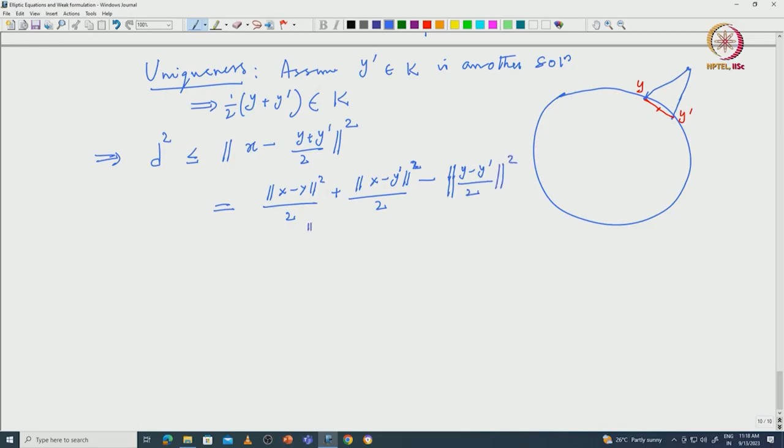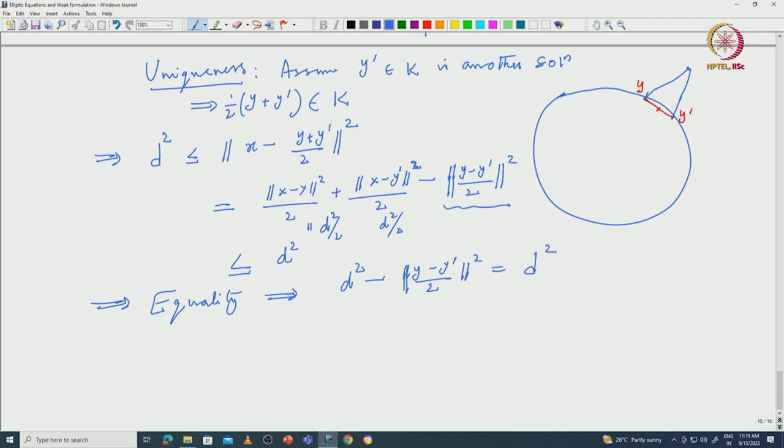Of course, this is d square by 2, this is d square by 2, so that implies this is less than or equal to d square, because this is a negative term. That implies equality. That is, d square minus norm of y minus y prime squared by 4 is equal to d square, equality coming. So this cancels, implies y equal to y prime. So you prove the existence and uniqueness of the solution. Now you do the characterization.